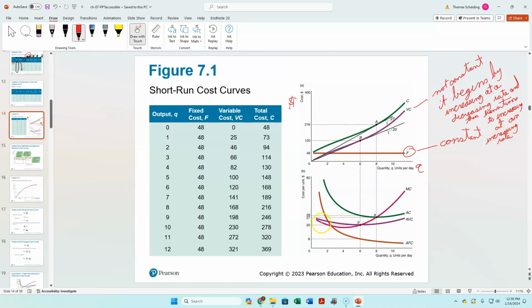That shape we also see here in the marginal cost, which is describing the slope of both the variable cost curve as well as the total cost curve, because this total cost curve, or TC, is exactly a mirror image of the variable cost curve, with the difference between these two curves being the fixed costs.